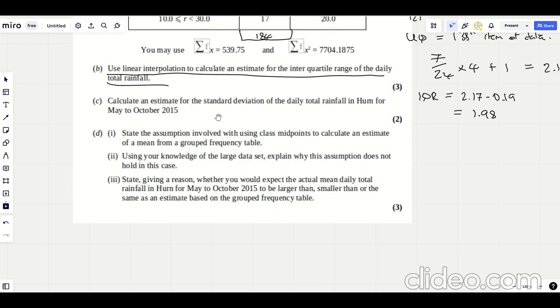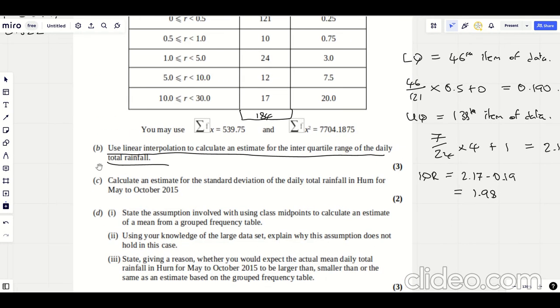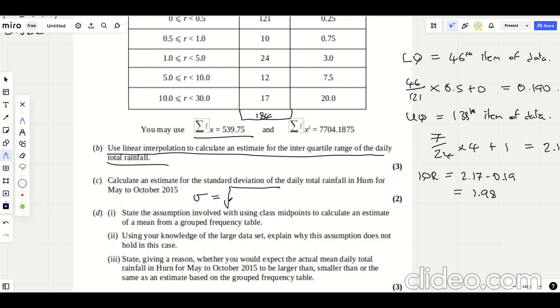Okay, calculate an estimate for the standard deviation of the daily total rainfall in Herne from May to October in 2015. Okay, this you can do completely on your calculator, or you could use the summary statistics. If you're interested in the summary statistics, it would work like this. Sum of fx squared, which is this one, divide that by the total frequency, minus this divided by the total frequency squared, because it's the mean of the squares minus the square of the mean. All of that square rooted, yeah? It's nice to know that formula, or you can just use your calculator. And that's 5.77.